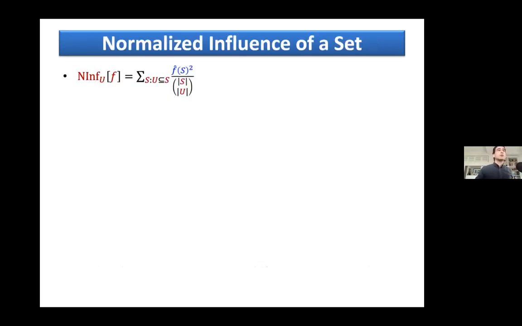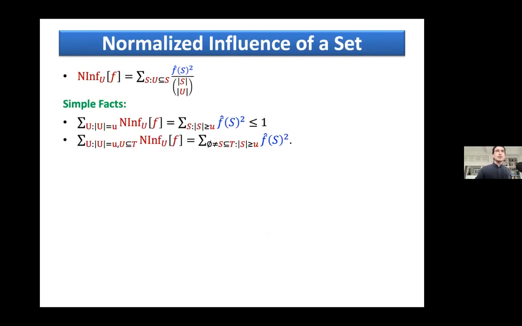Okay, so what can we say about normalized influence of a set? Well, it's very similar to normalized influences of coordinates. Their sum is at most 1, and their sum inside T, if T is this good set, is at least the sum of squares of sets S that are inside T and are of size at least U.